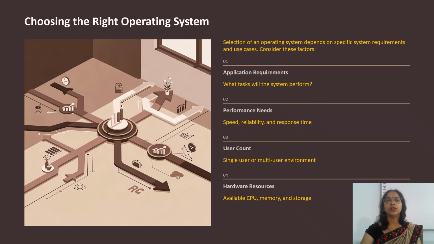For example, gaming requires a multitasking operating system, banking requires a real-time operating system, and enterprise requires a network operating system. So choosing correctly improves efficiency and also reduces cost.